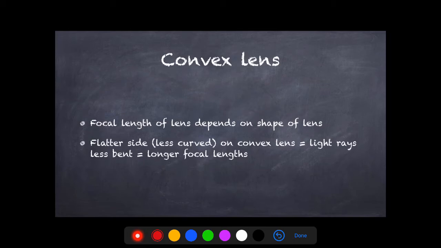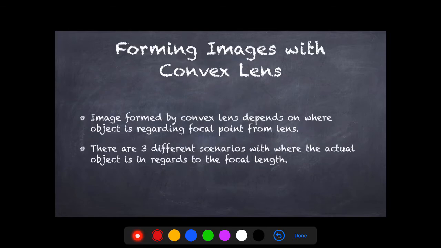So I'm going to say it again. The less curved a convex lens is, you're going to have light rays that are going to be less bent, and therefore they're going to have a longer focal length, okay? So less curved convex lens equals less bent light ray equals longer focal length.